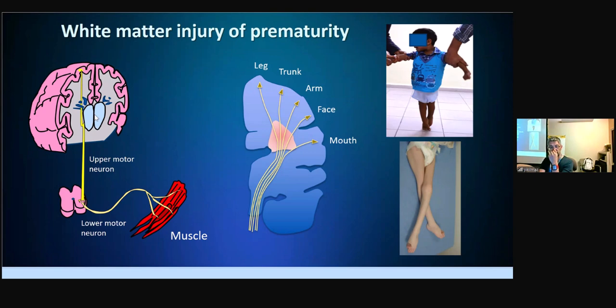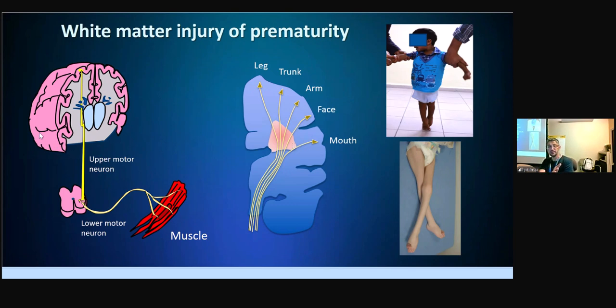So what's happening is upper motor neurons and lower motor neurons. Upper motor neurons are coursing through the ventricles. If you remember the homunculus, the nerves innervating the lower leg is coursing along the lateral ventricles. So when we have a PVL injury, it starts from the periventricular white matter. So the first neurons will be the neurons innervating the leg. So the legs are first to be affected, then the trunk, arm, face, and mouth if severe enough.